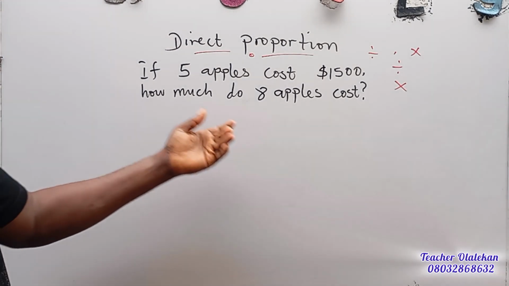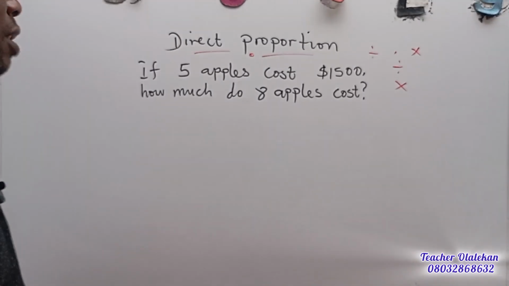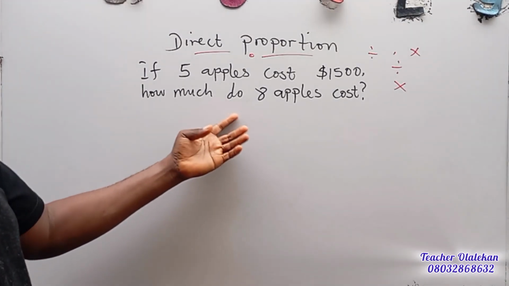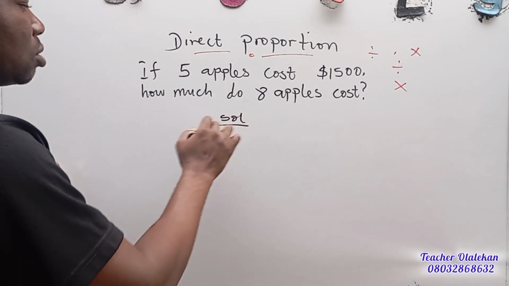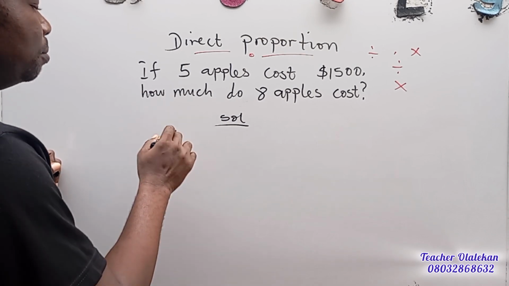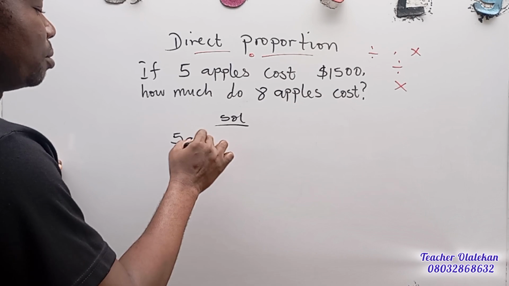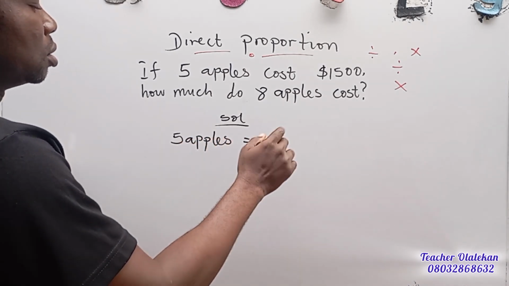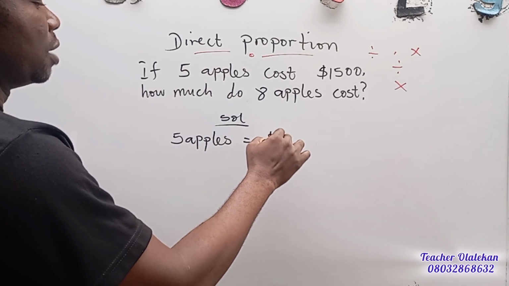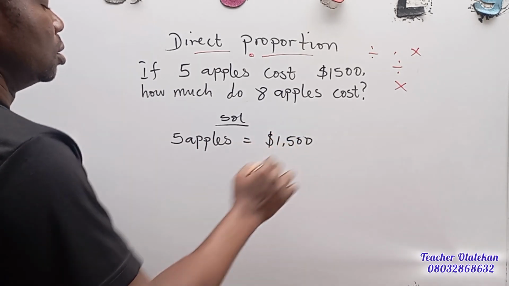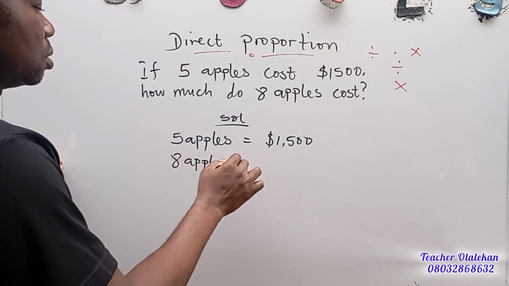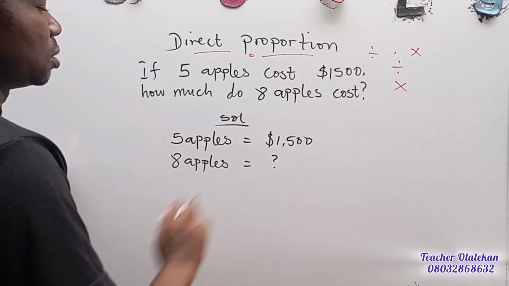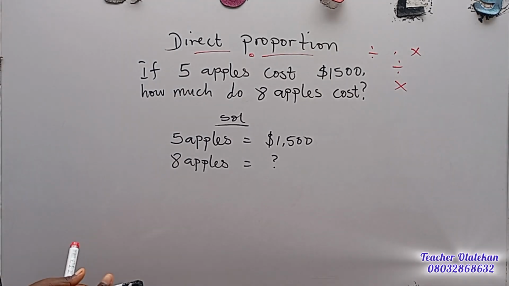It says that if 5 apples cost 1,500 pounds, how much do 8 apples cost? So first, to get started, to solve the solution, try to write them side by side so that you can appreciate. So 5 apples is equal to $1,500. So 8 apples will be equal to what? So that's what you're looking for.